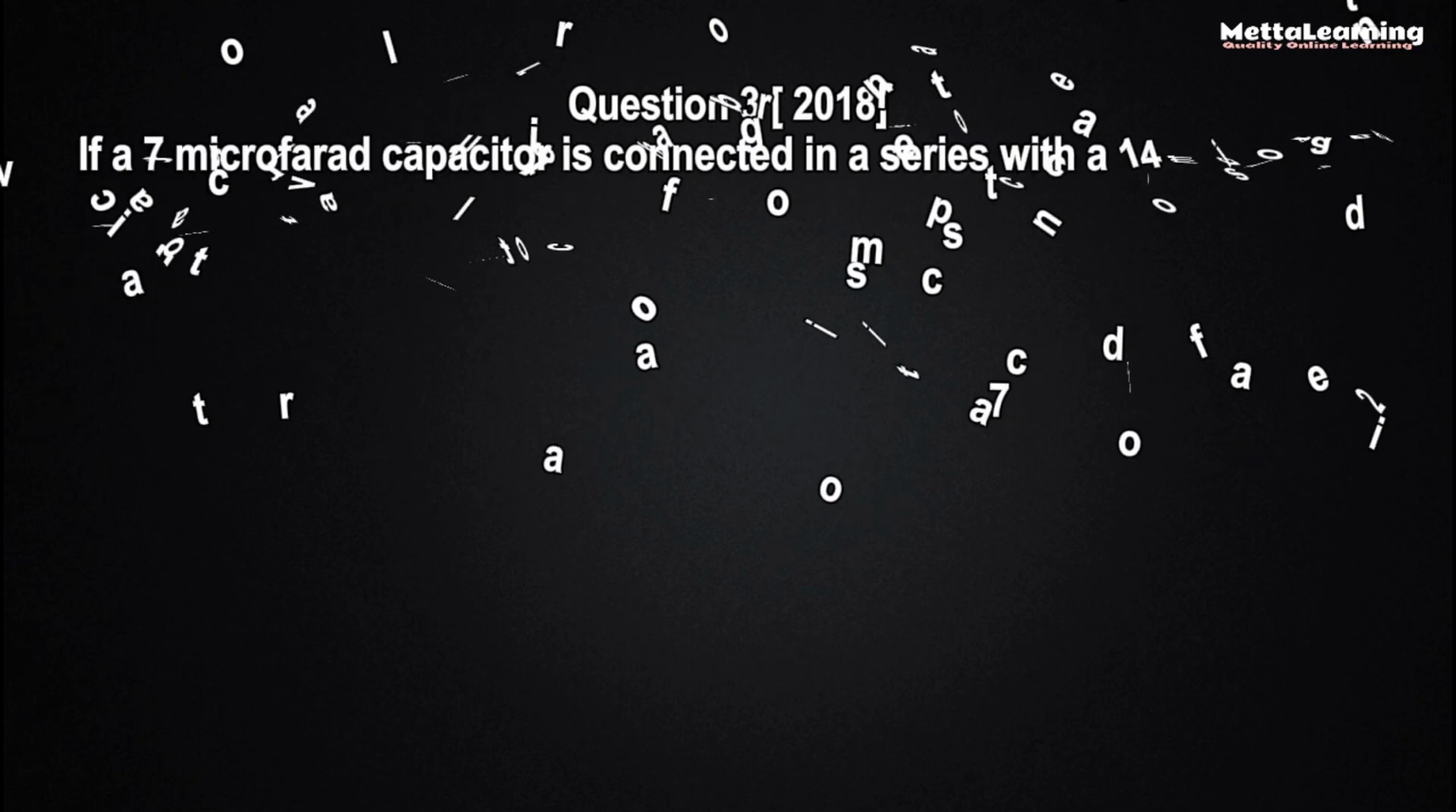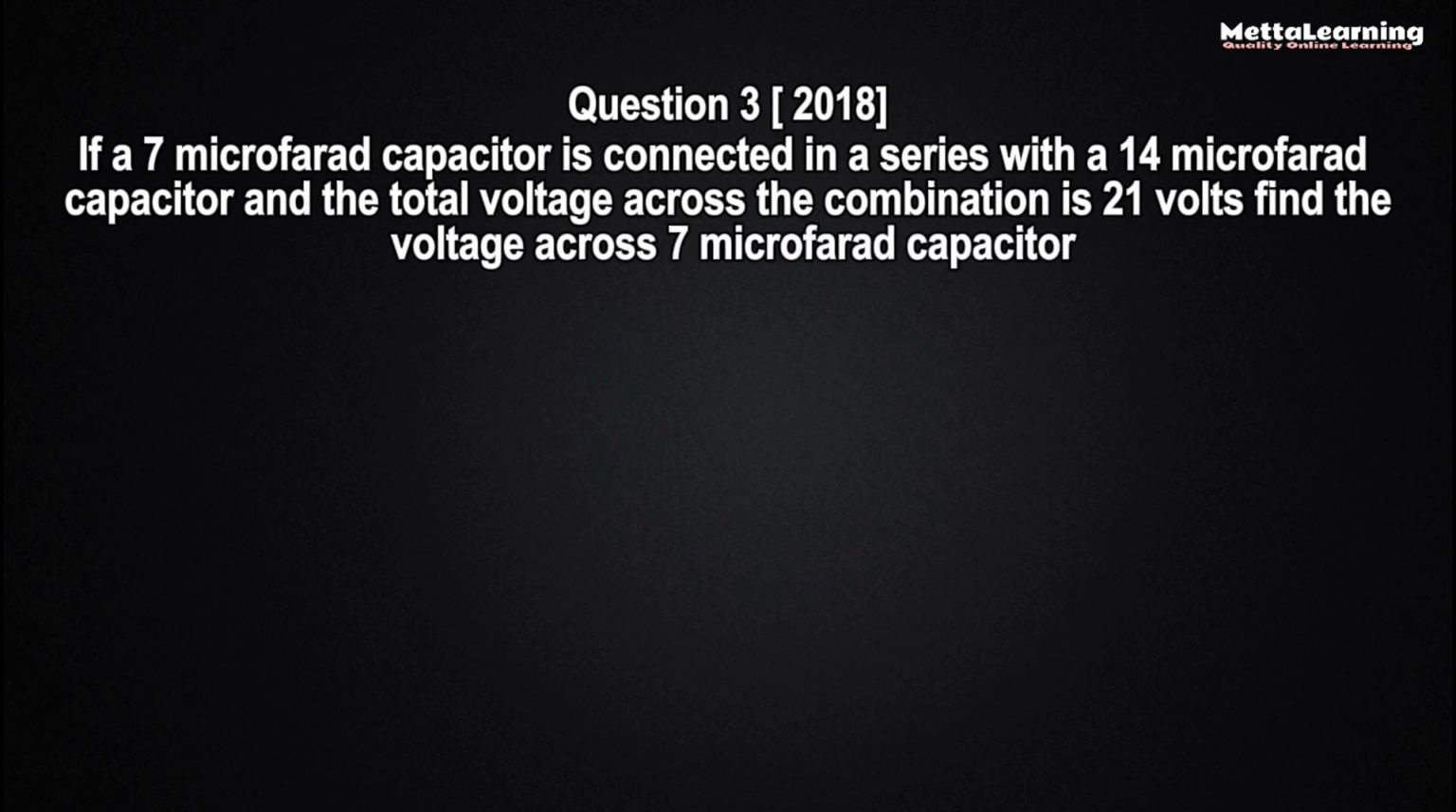It says if a 7 microfarad capacitor is connected in series with a 14 microfarad capacitor and the total voltage across the combination is 21 volts, find the voltage across the 7 microfarad capacitor. Now, to find the voltage across the 7 microfarad capacitor, the first thing for us to do is to calculate the equivalent or total capacitance of the whole series. To find the equivalent capacitance, we have 1 over C equals 1 over C1 plus 1 over C2. We're given the first capacitor to be 7 and the second to be 14.